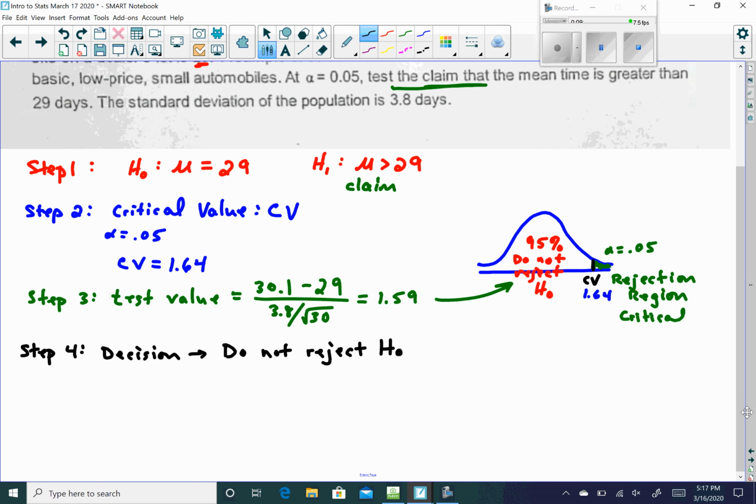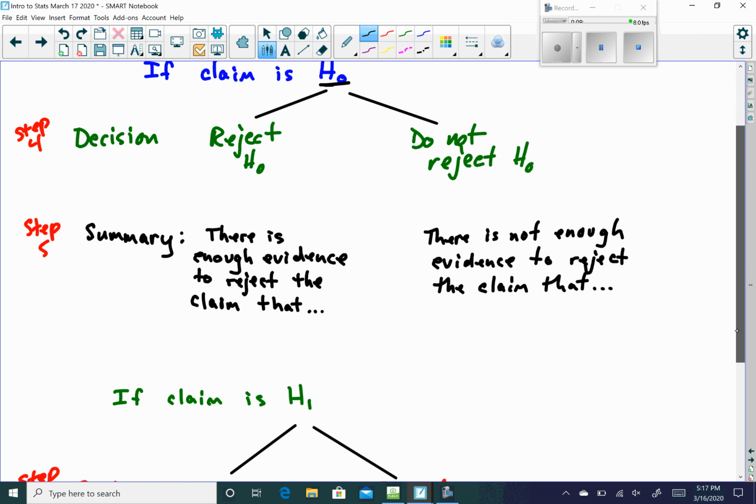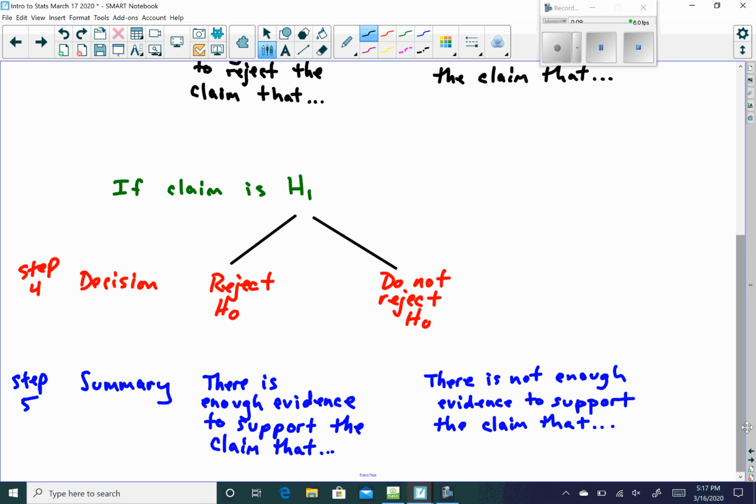Okay, now we're going to go back to the previous page. I'll just go back real quick. So our claim is the alternative hypothesis, and our decision was that we do not reject the null hypothesis. So that's the second case. We do not reject, so we're using this summary right here, that there is not enough evidence to support the claim.